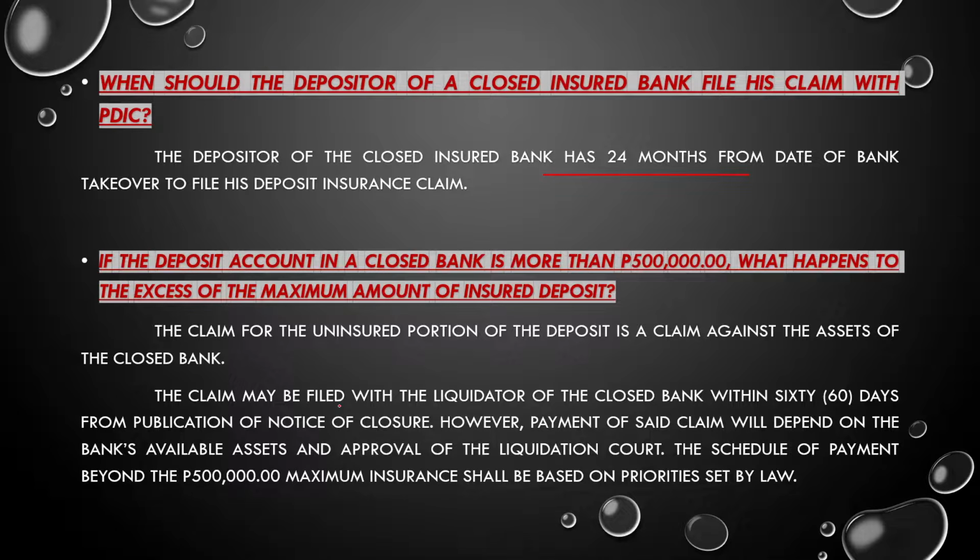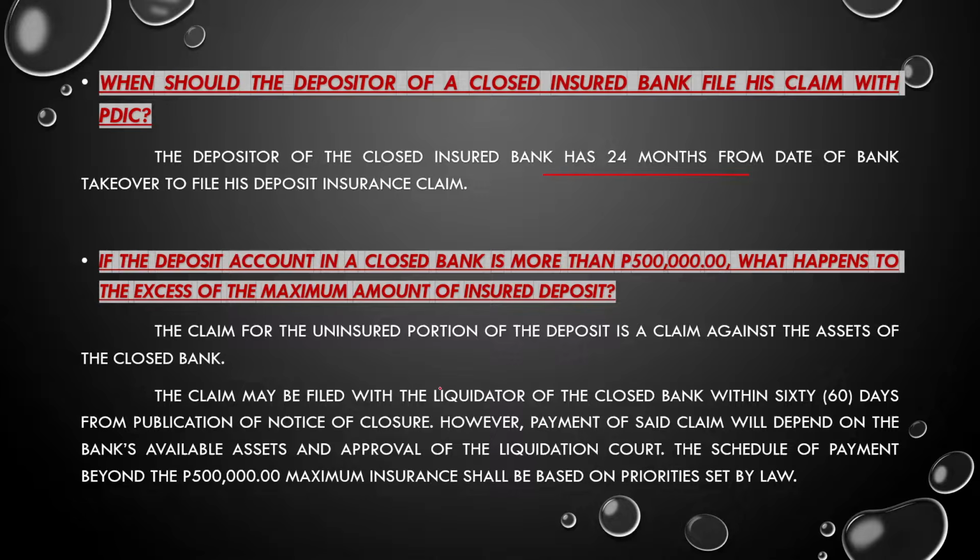So if for example you have a bank deposit of 1 million in a closed bank, or let's say 900,000 pesos na lang, 900,000 pesos in a closed bank. So the first 500,000 pesos will be insured with the PDIC. So therefore PDIC will pay the 500,000 pesos. What about the uninsured amount of the remaining 400,000? 400,000 kasi 900,000 less 500,000. Will you be able to claim any amount on those 400,000?